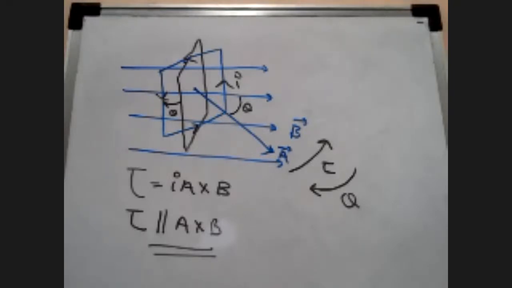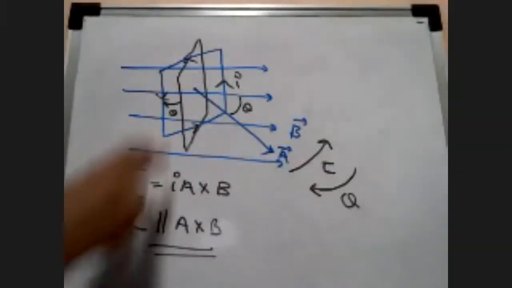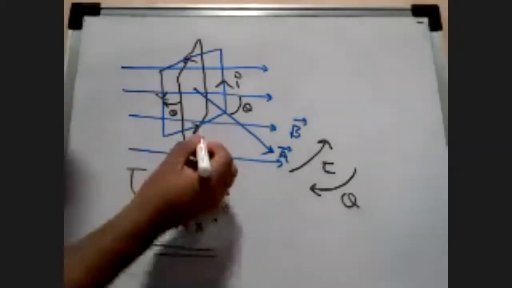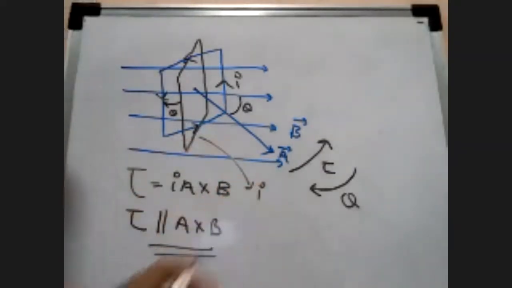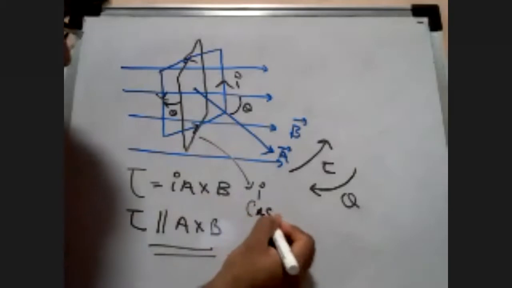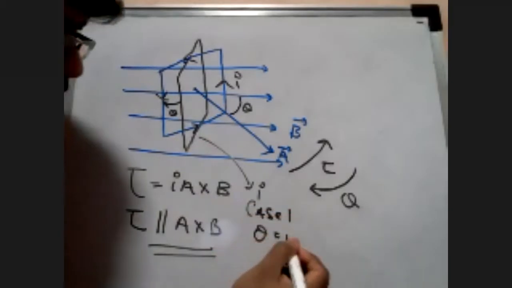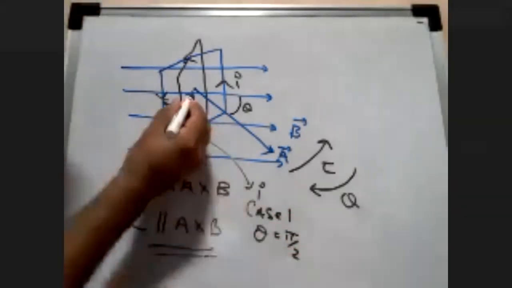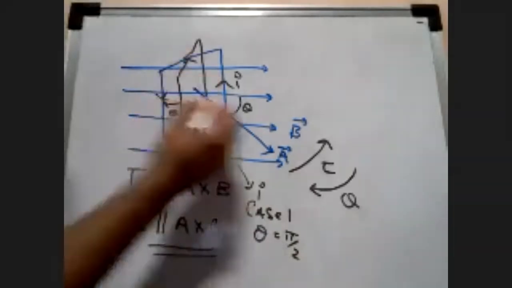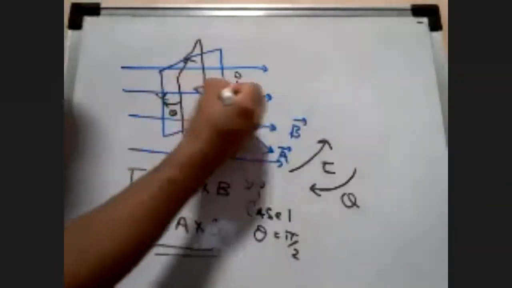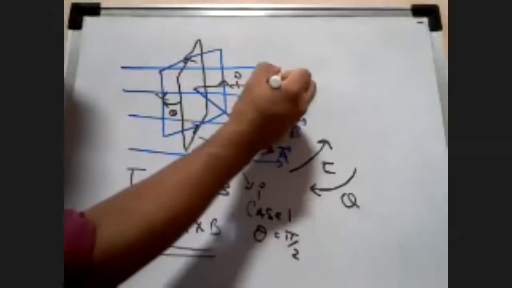Here what I did, I took an initial, okay, I'm just going to repeat. The initial position of the loop is basically this black color loop. Basically, this is case number one. Case number one is where theta is equal to pi by 2. And of course, the area vector of this black color loop is parallel to the magnetic field. I will draw it like this. It's parallel to the magnetic field initially.